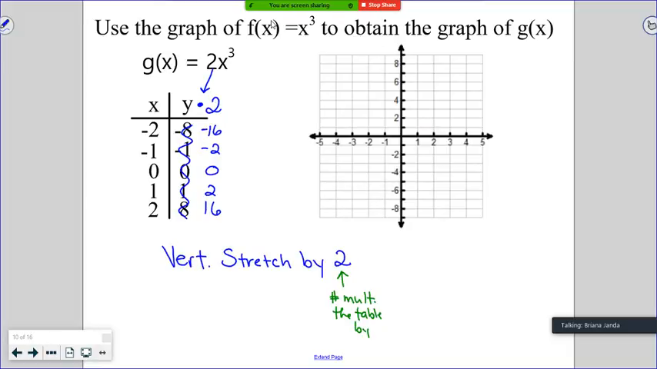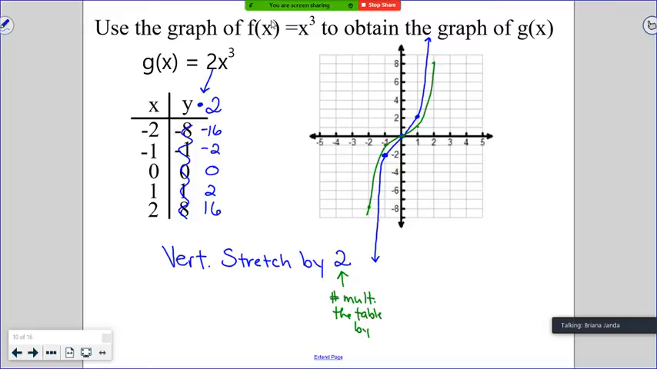Now, 16 runs way off my picture, but it can help me figure out the shape of this. So -2, -16, somewhere way down here, and I can't really graph that. -1, -2 would be here, 0, 0, 1, 2, 2, 16 is going to be way up there. But it would increase very quickly, squiggle through my origin, and increase very quickly. Just so you can see, if I were to compare that to the original, it would have looked like this. So the green is the original graph. Can you see how it took the green and stretched it out vertically? Vertical stretch by 2.